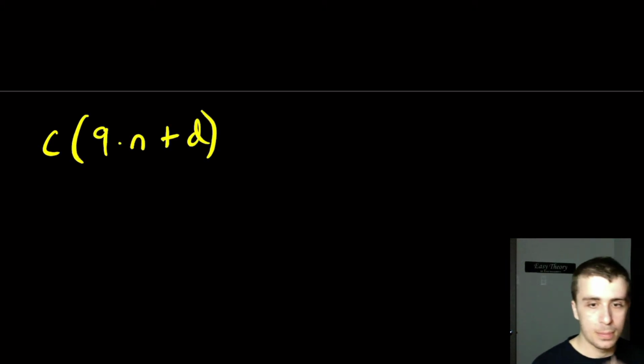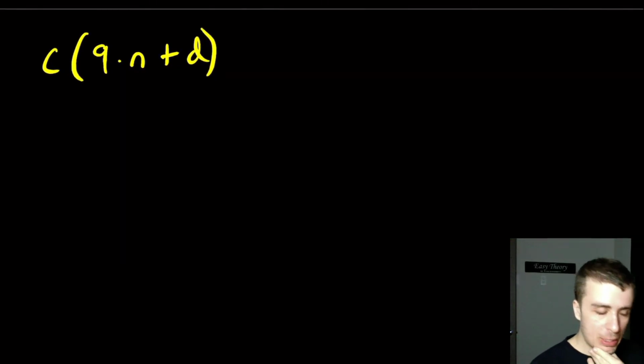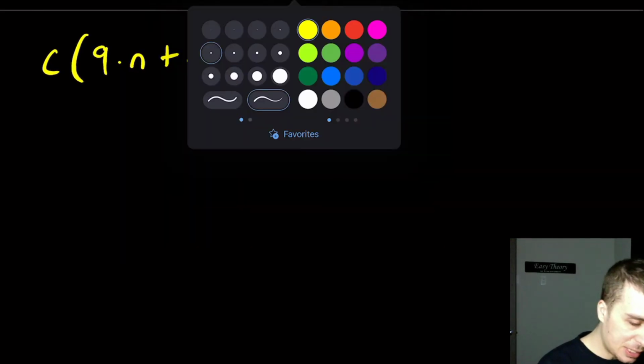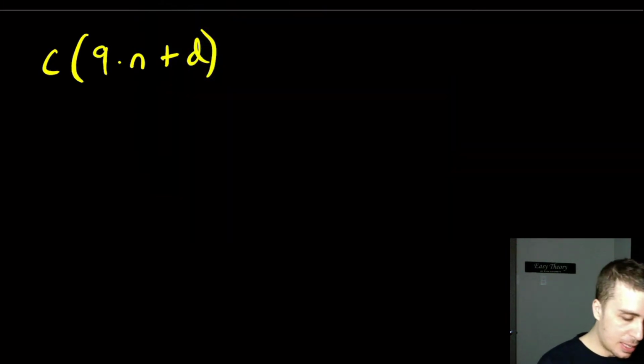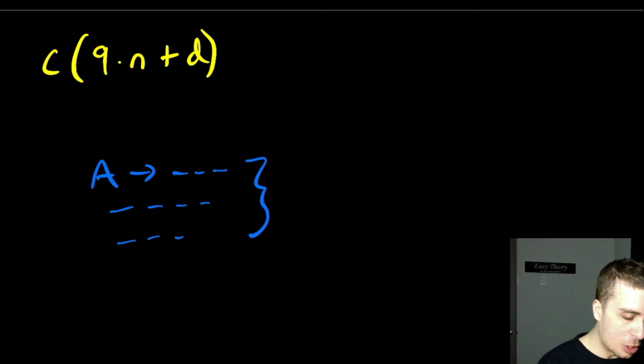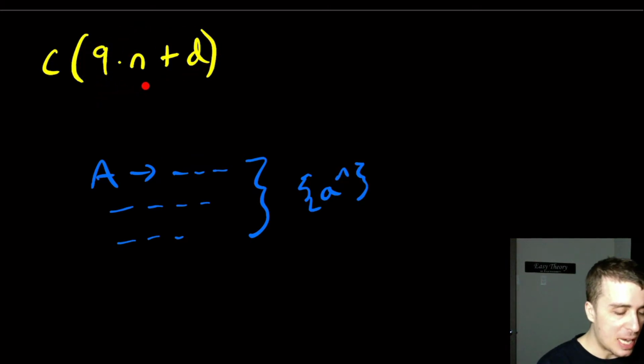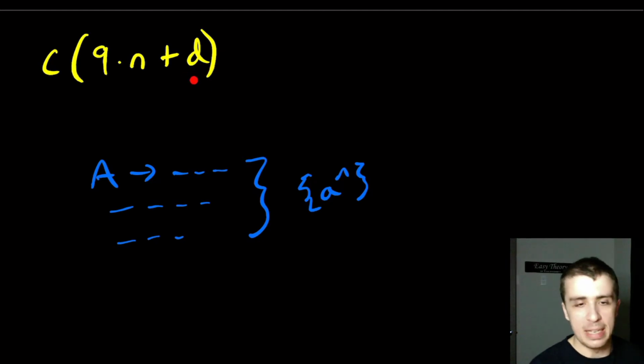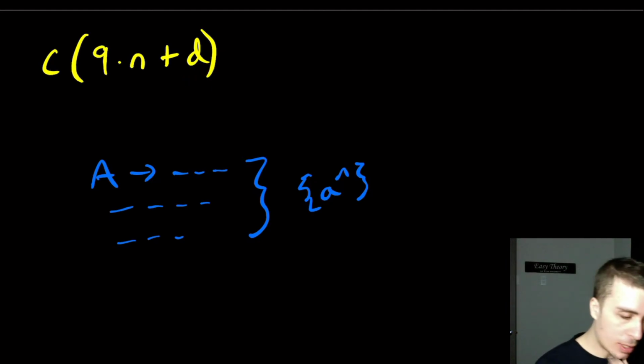So for example, let's say that I wanted to do c of 9 times n plus d. So what we can do here is, let's say that we had the a variable make some stuff. So again, as always, a makes the language a to the n. So now we're interested in making the string which is 9 times longer plus d, whatever d value we want. So what we're going to do here is this.